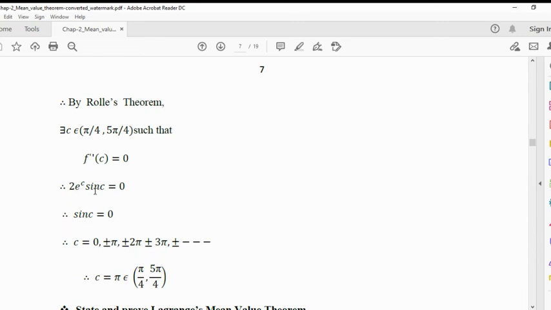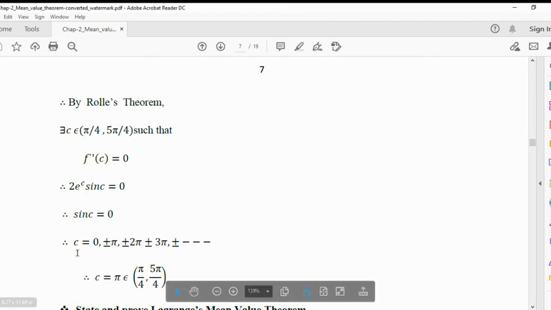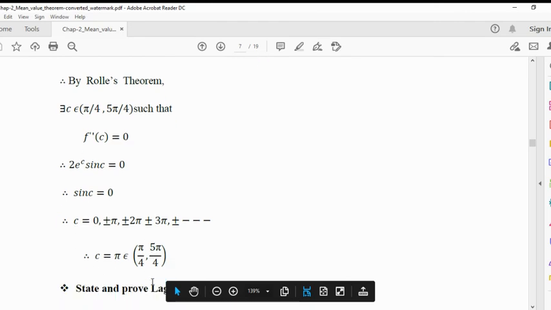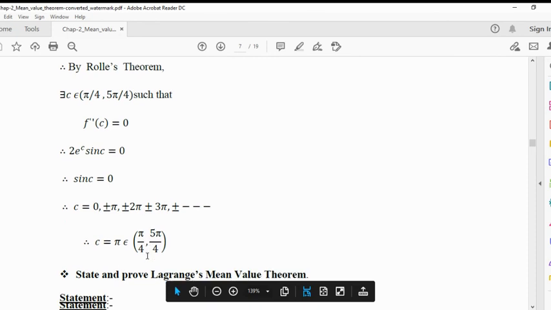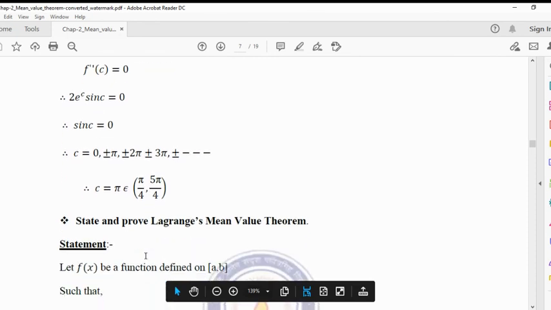Put the value c in place of x in f dash x. So 2 e raised to c sin c is equal to 0. Dividing by 2 e raised to c, we get 0 divided by 2 e raised to c, which is 0. So we get sin c is equal to 0. So what is the value of c? c is 0, plus or minus pi, plus or minus 2 pi, and so on. Out of these, only c is equal to pi lies in this open interval pi by 4 to 5 pi by 4.